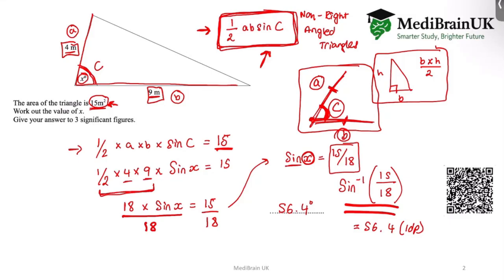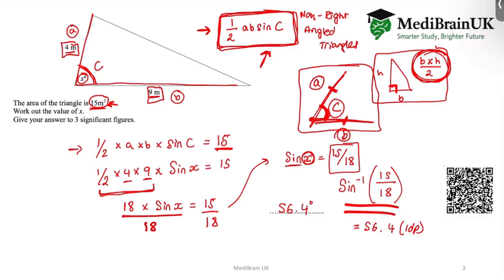Okay, so how do you know which formula to use? If it's a right-angled triangle, you're going to use this formula, b times h divided by 2, if it's right angle. So as you can see, this triangle that I've drawn here is right-angled. That's why we're going to be using that formula.